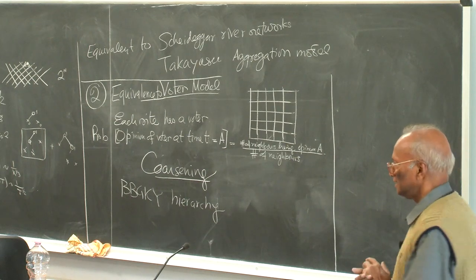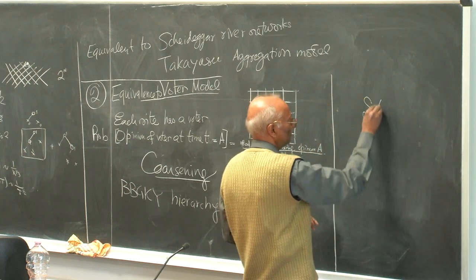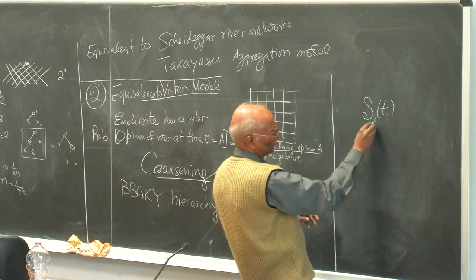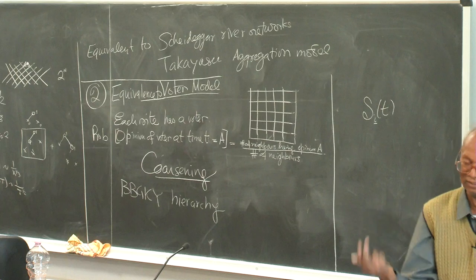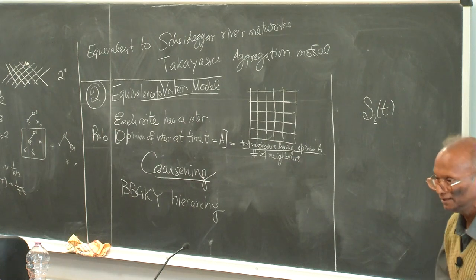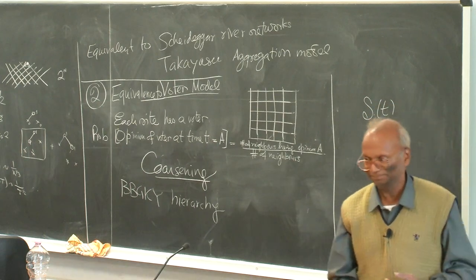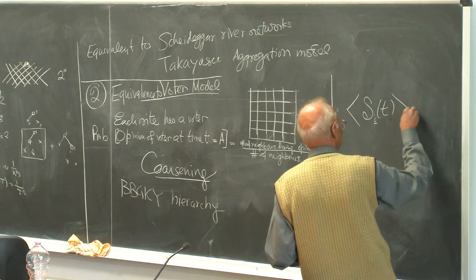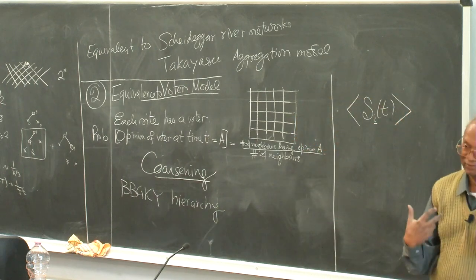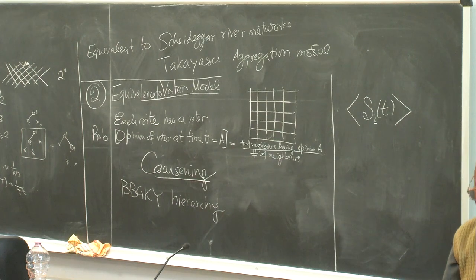So what it means is the following. There are variables which we will call S_i(t). This is the site index, and this is the time. The site I took to be two-dimensional, but you can work in any other dimension also. That's not really the issue. So S_i(t) is a variable which evolves in time. You can start with some initial state, and you can ask, how does the average value of the opinion at site i evolve in time? Suppose I give you the initial state.